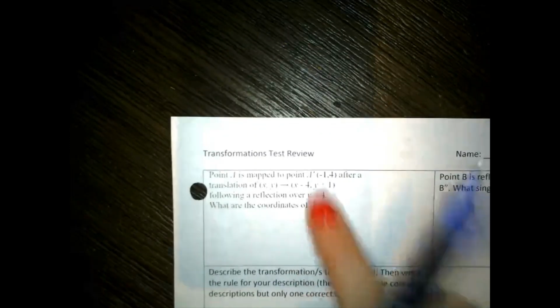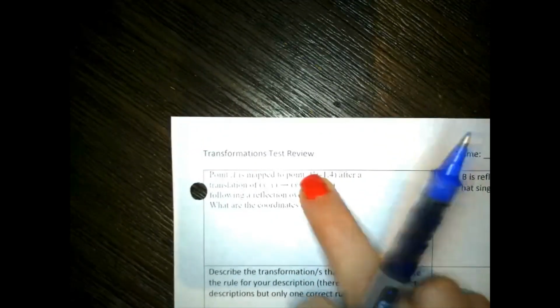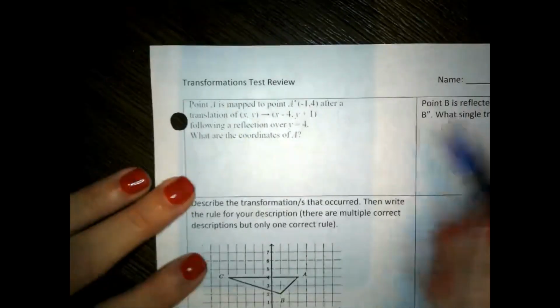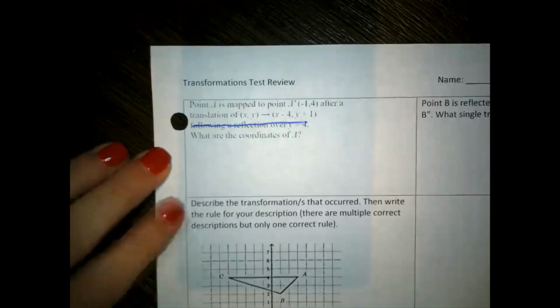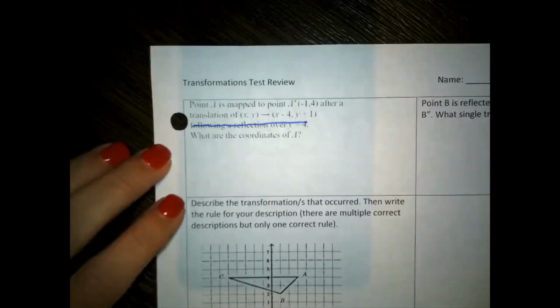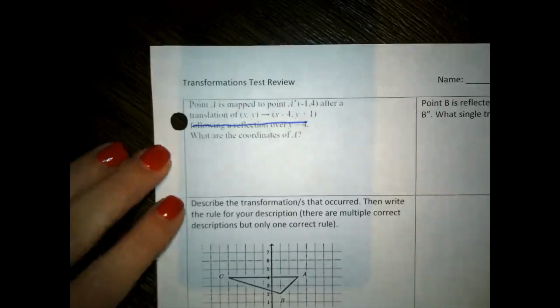All right, then we can talk about the questions on the back. Let me get a blank copy to write on. I noticed a problem with this one. This one has a single transformation or a single prime symbol. So what I'm going to do, just to change this question, is get rid of the second thing that happened. Okay, so point A is mapped onto A prime after that translation occurred. What are the coordinates of A?